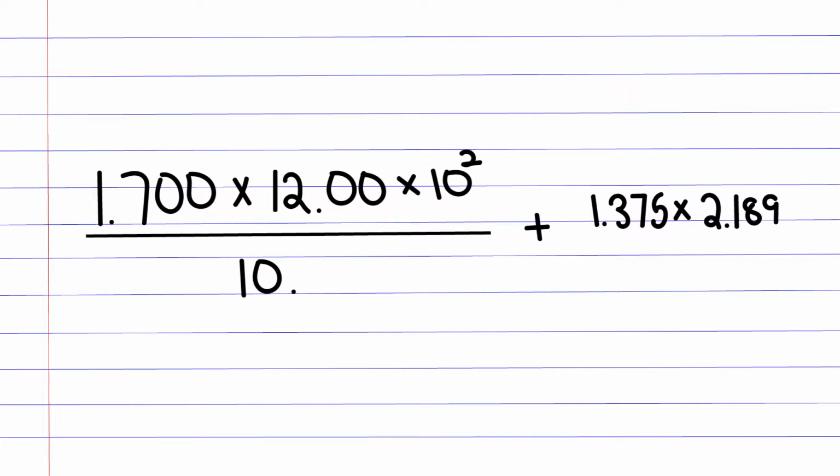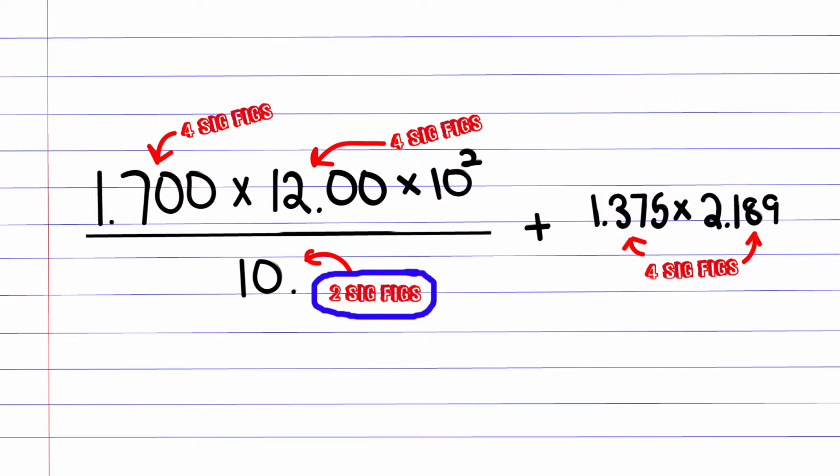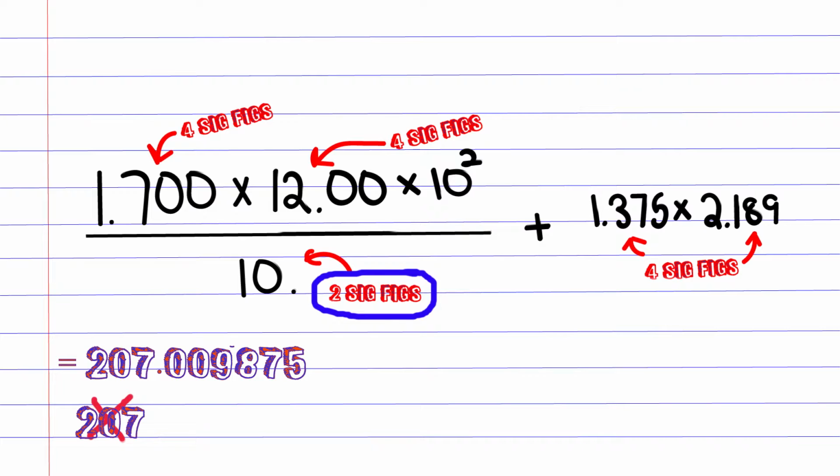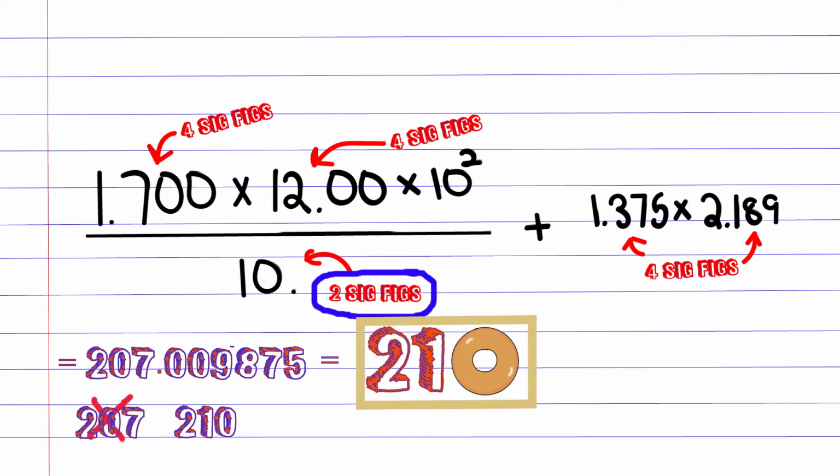The first thing to do is to identify how many significant figures are in each number. You can see that the smallest number of sig figs in a number is 2. Work out the problem. You should get an answer somewhere around 207.009875. We can only have 2 sig figs in our final answer. We have to round in order to get that. We can round down to 207, but that number has 3 sig figs, not 2. So we are forced to round it again, which brings us to 210, which has 2 sig figs.